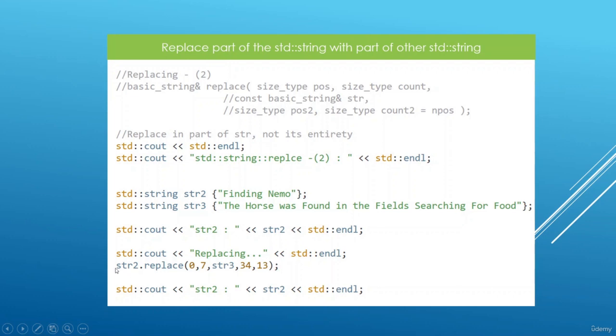So we are going to basically say the same thing we said in the last slide. We're going to go from 0 to 7 in str2, hunting for finding. And we are going to basically hunt for what we're going to replace that with. And that's going to be something that starts at index 34 in str3. If you go over this, you're going to see that this S is at index 33, and we're going to go for 13 characters. Let's do that. 1, 2, 3, 4, 5, 6, 7, 8, 9, 10, 11, 12, 13. And if we print this out, you're going to see that it's going to be searching for Nemo. So you can do something like this.